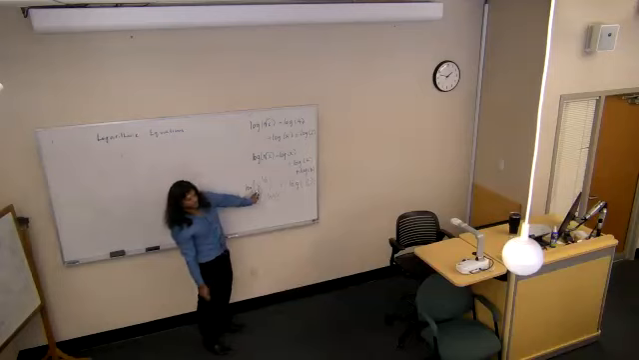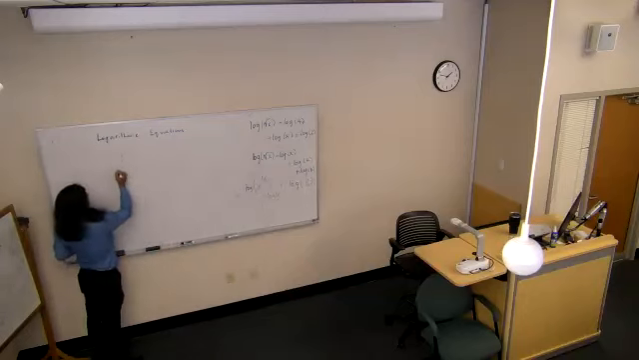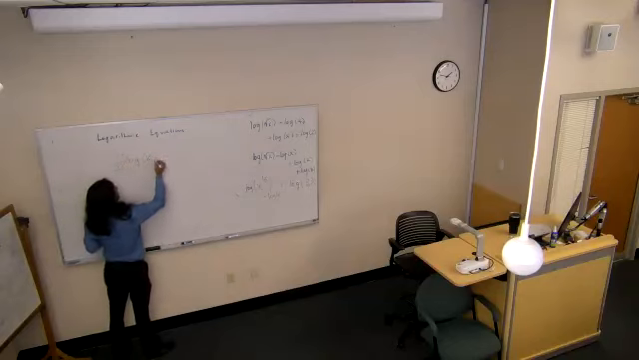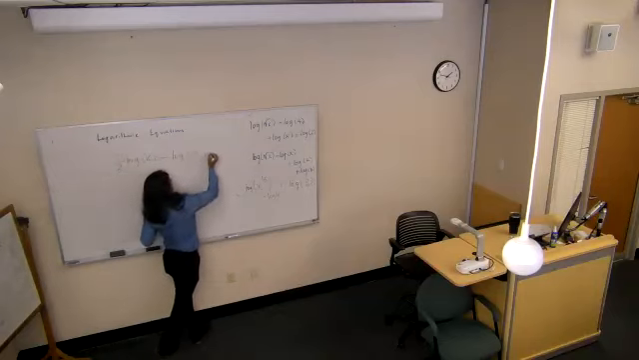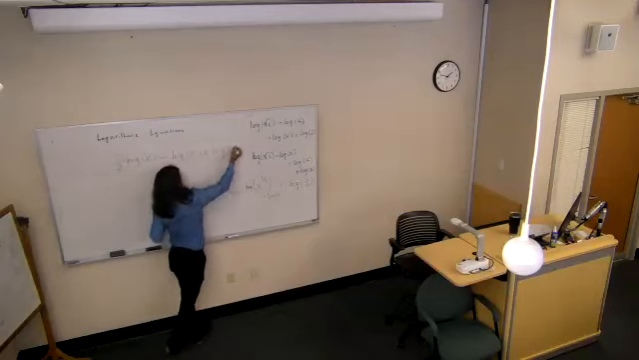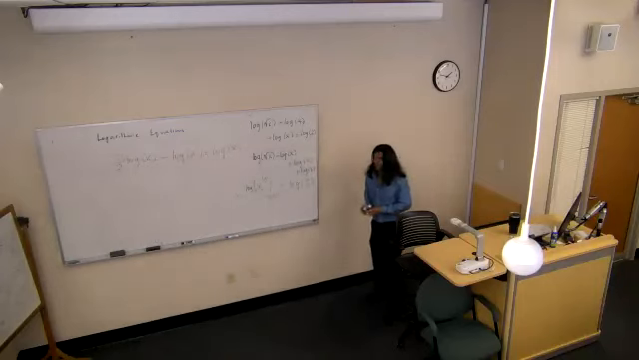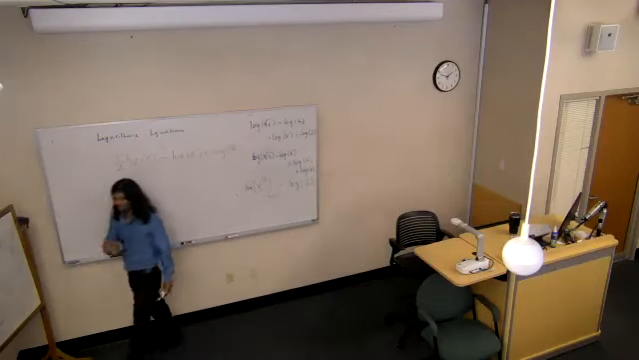Is there a property that I can use? Move that 1/2 to the front. So 1/2 log x minus log x equals log 8. Good. Okay. What was that reduced to?